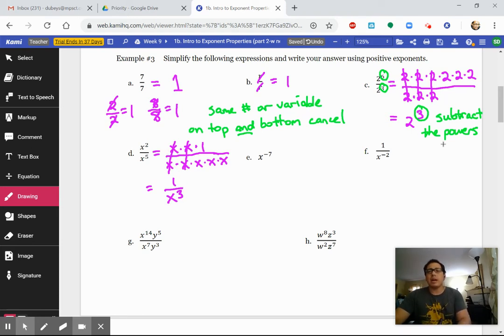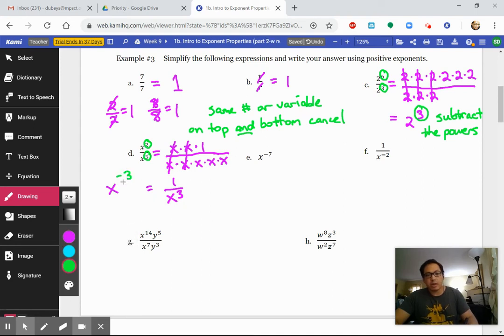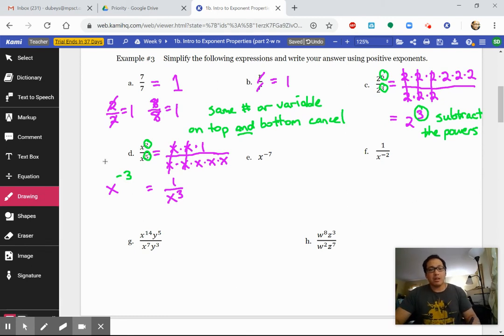But what about this subtract the powers rule? We were supposed to take the top power minus the bottom power, and that's what power we get here. So if we use that rule, subtracting the powers says that 2 minus 5 should have given us x to the what? 2 minus 5 should have been minus 3, right? Because if you've got 2 and you subtract 5, you end up with negative 3. So this is interesting. According to our subtract the powers shortcut, we're supposed to end up with a negative here.